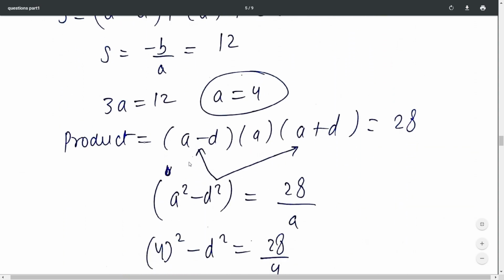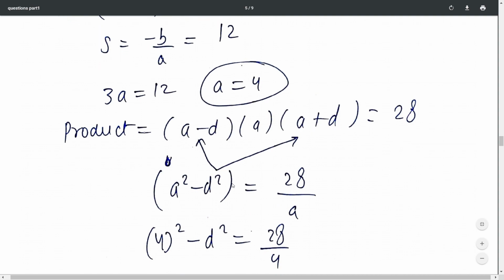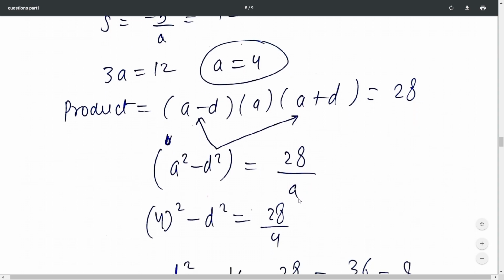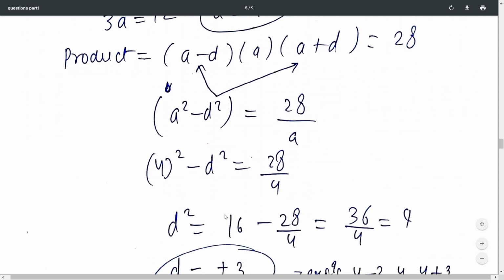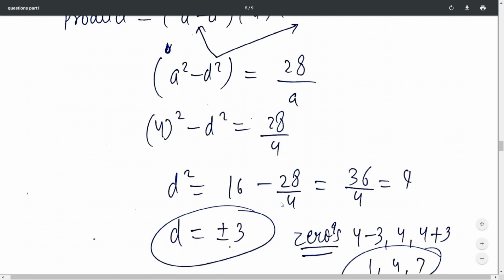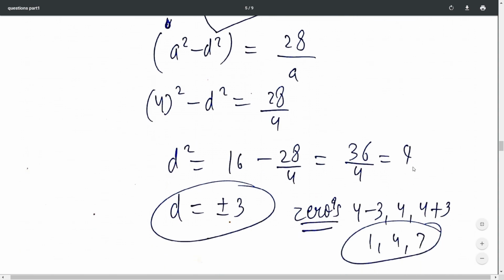A value is 4. So I'm multiplying these two terms first. I've marked it also. Using the identity, it becomes a square minus d square, which equals 28 by a. A is 4, I have substituted the value. A square becomes 4 square, so 16 minus d square becomes 28 by 4. On solving, d square comes to equal 9.